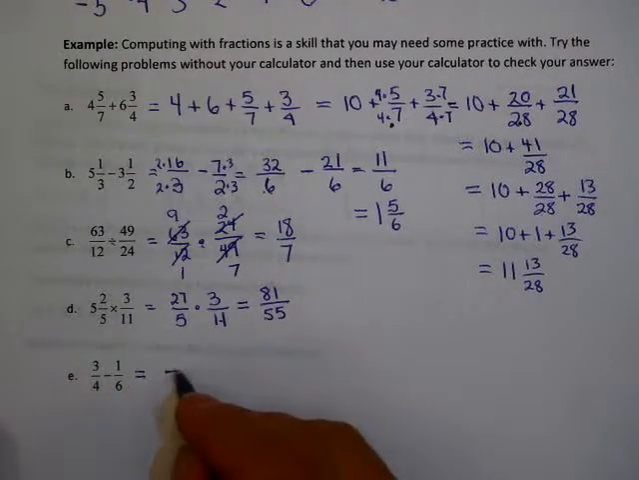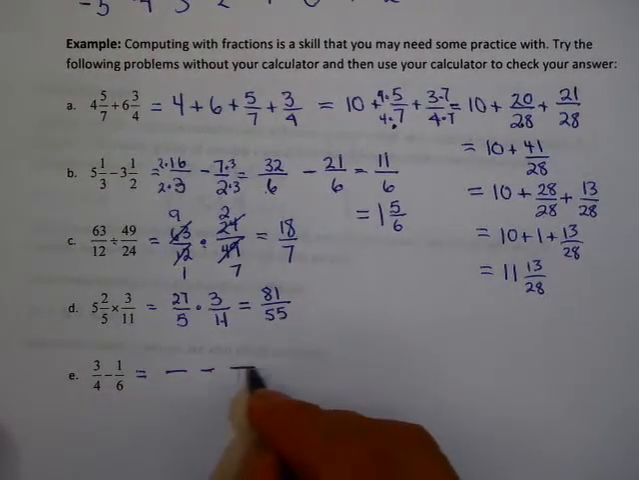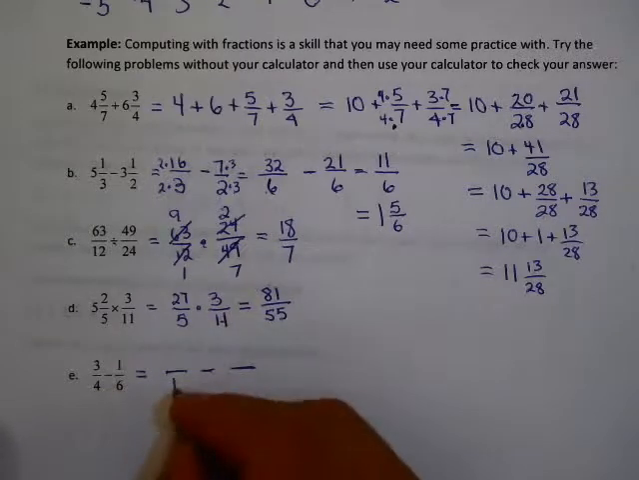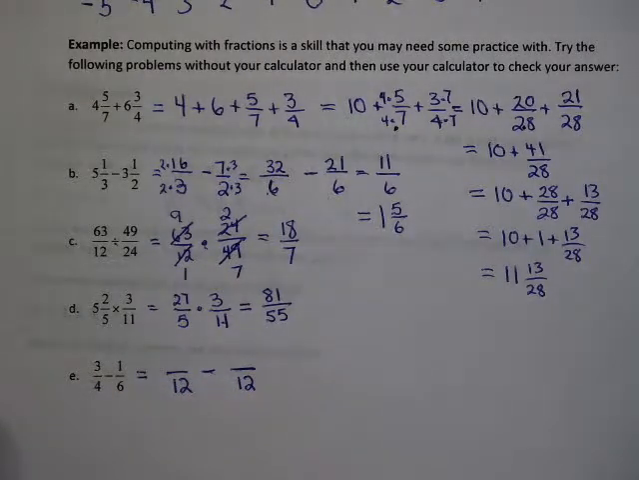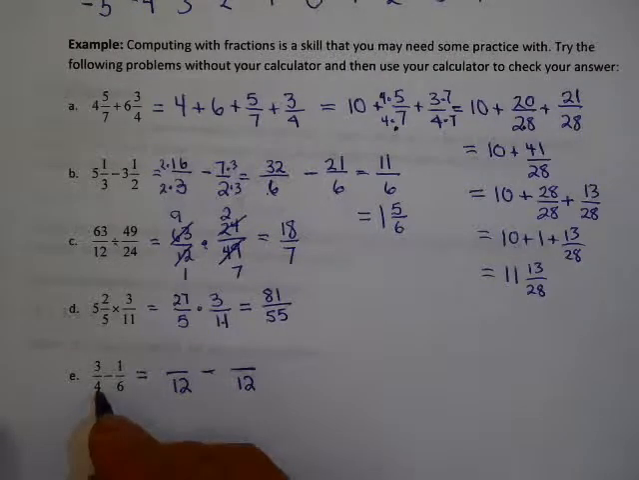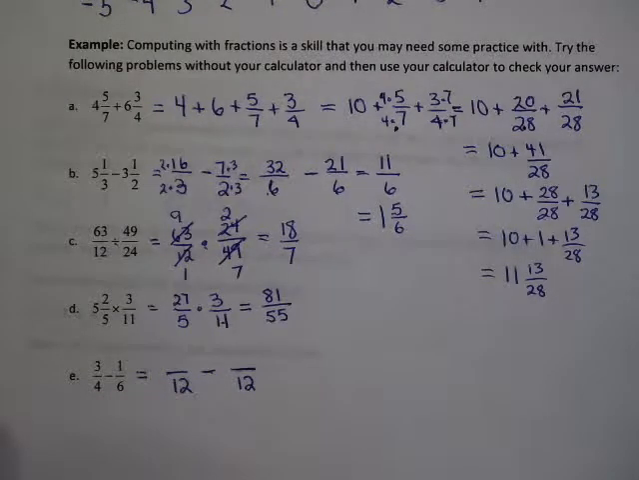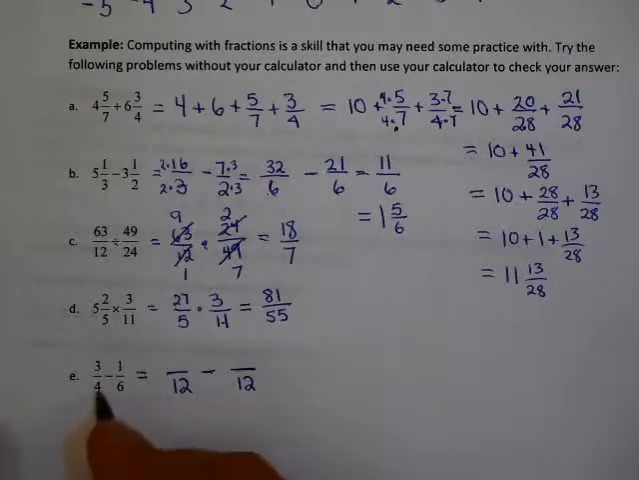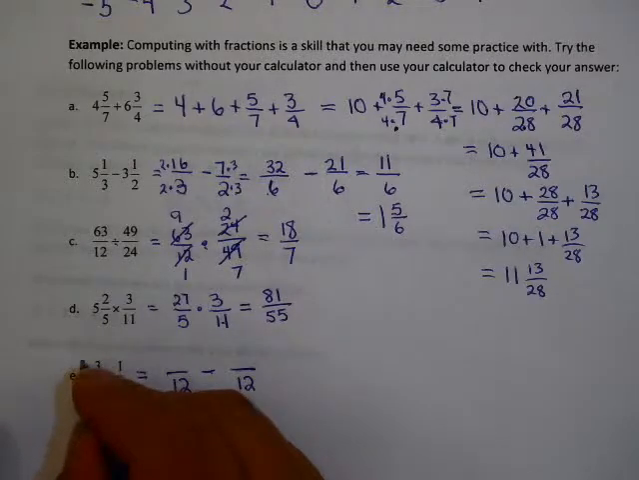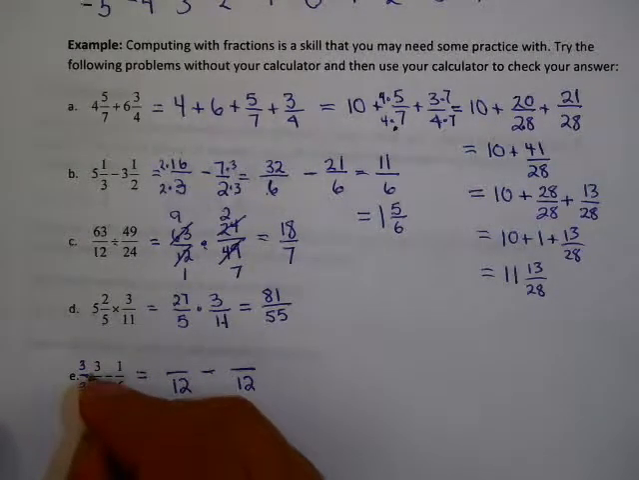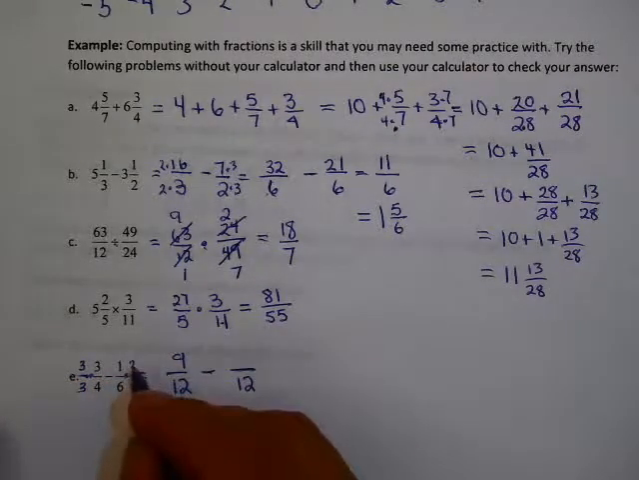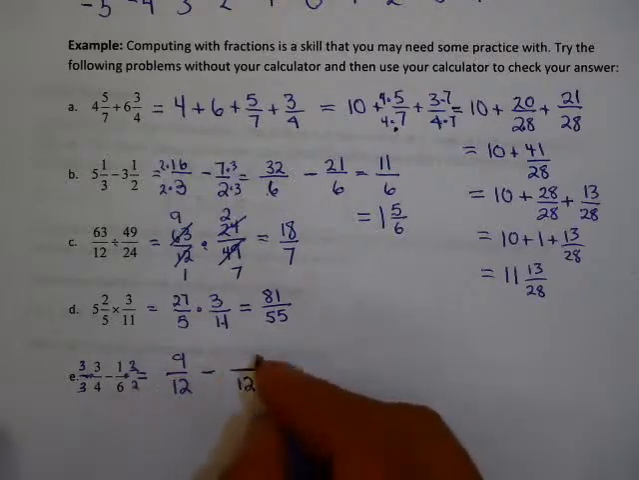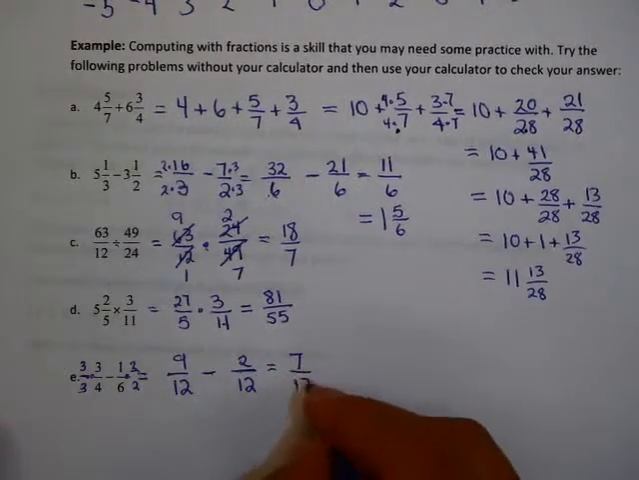With adding and subtracting, we need a common denominator. So my common denominator is going to be 12. That's the smallest number that both 4 and 6 divide. What do I need to do to change 3/4 to a denominator of 12? I would multiply the top and the bottom by 3. Gives me 9/12. Here I'm going to multiply the top and the bottom by 2. And that would give me 2/12 for an answer of 7/12.